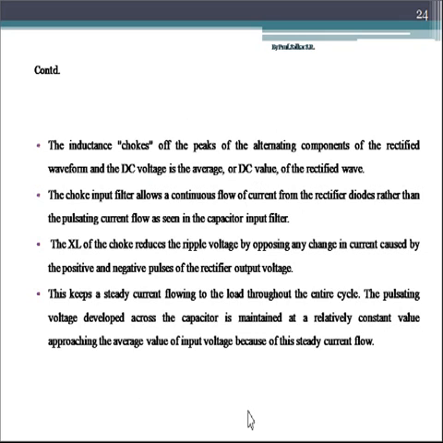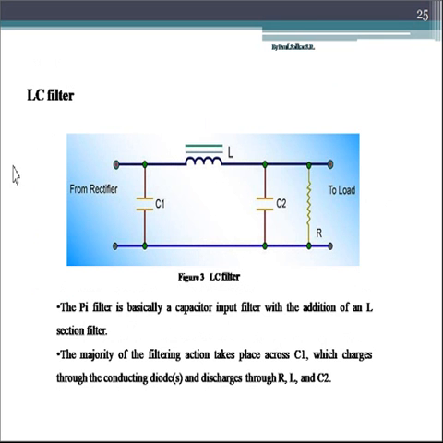Now there are two filters which we are going to learn, that is the LC filter and the RC filter. In the LC and RC filter we are going to combine two passive components together. So now the third type of filter is the LC filter.